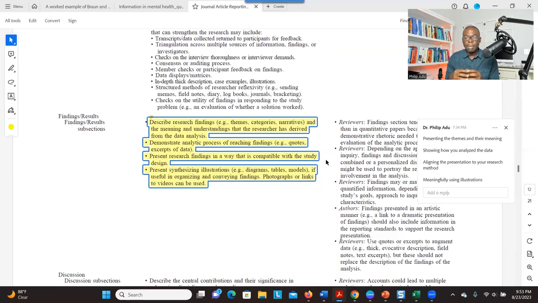The second one is about providing step-by-step on how you analyze your data. How did you analyze the data? How did you develop codes? How did you develop themes?